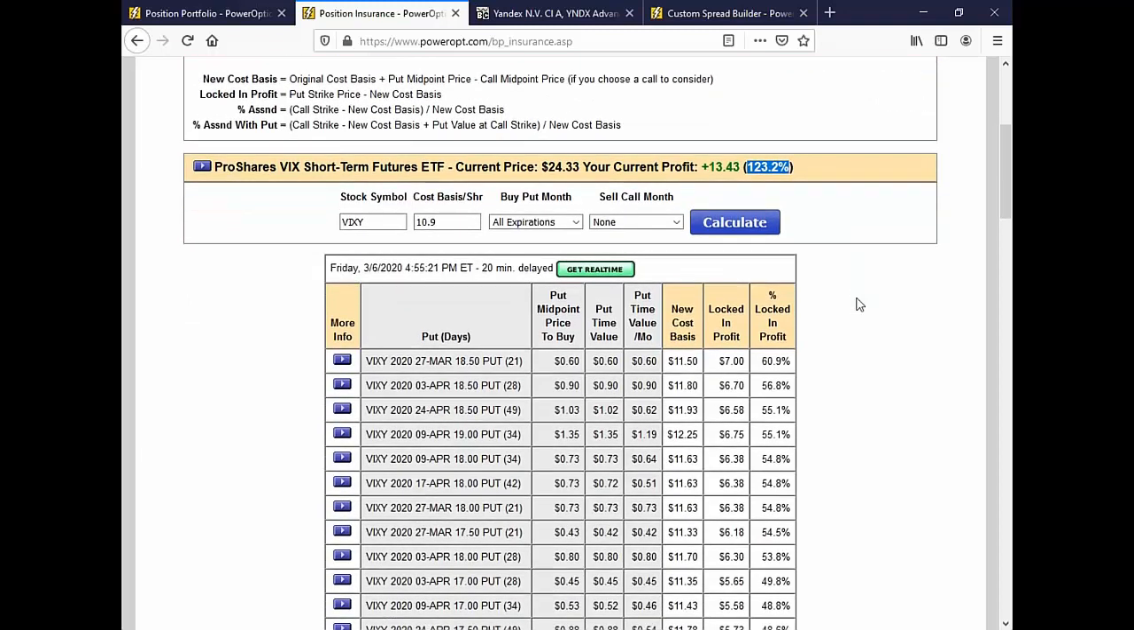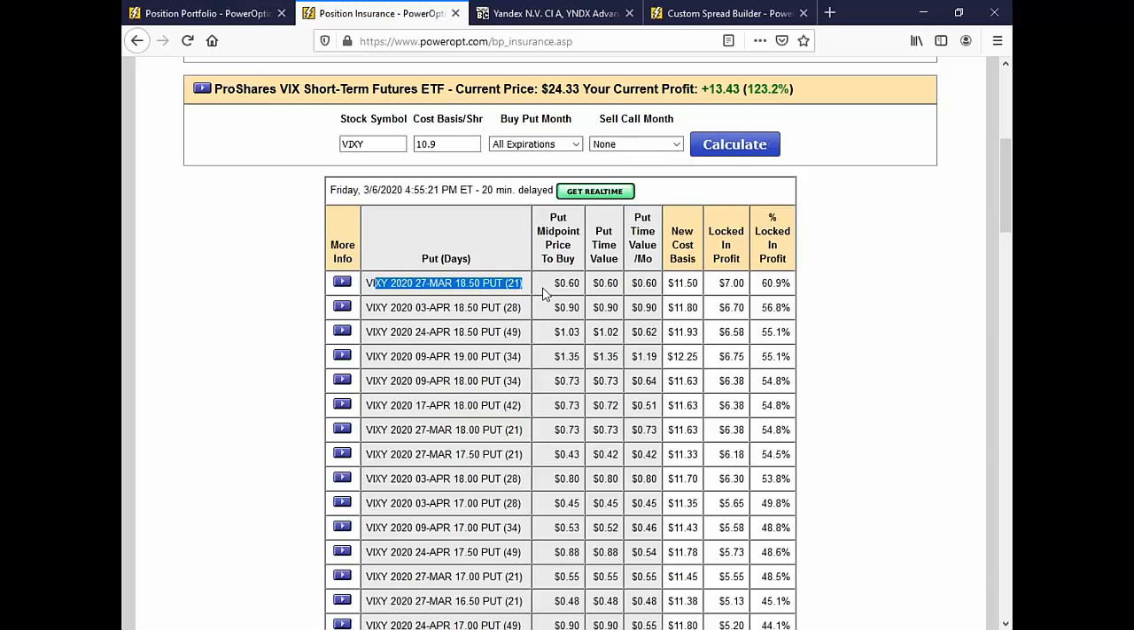Okay. Now, what this insurance tool is showing me is puts that we could buy on the position that would lock in profit as we just saw, be bulletproof on the position. So here we could buy a March 27th, 18 and a half strike put, it's 21 days away, 3 weeks away, for only 60 cents at midpoint. This would increase your cost basis to 11.50, but you're guaranteed in the worst case scenario to get 18.50 back, which means you've locked in $7, about half of the unrealized profit, for 60.9% instead of 123.2%.